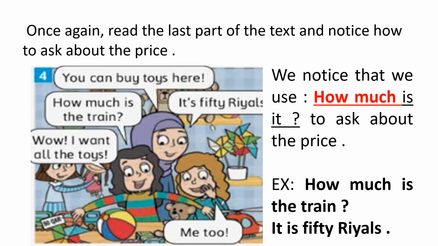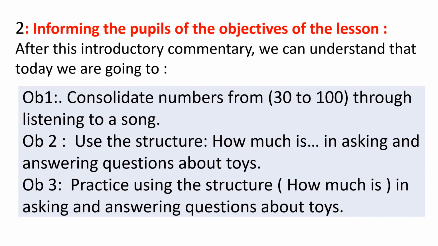For example, how much is the train? It is 50 rials. Now, after this introductory commentary, we can understand that the objectives of the second part of the text are the following. Objective number one is to consolidate numbers from 30 to 100 through listening to a song. Objective number two is to use the structure, how much is it, to ask and answer questions about the toys. Objective number three is to practice using the structure, how much is it, in asking and answering simple questions about the toys.